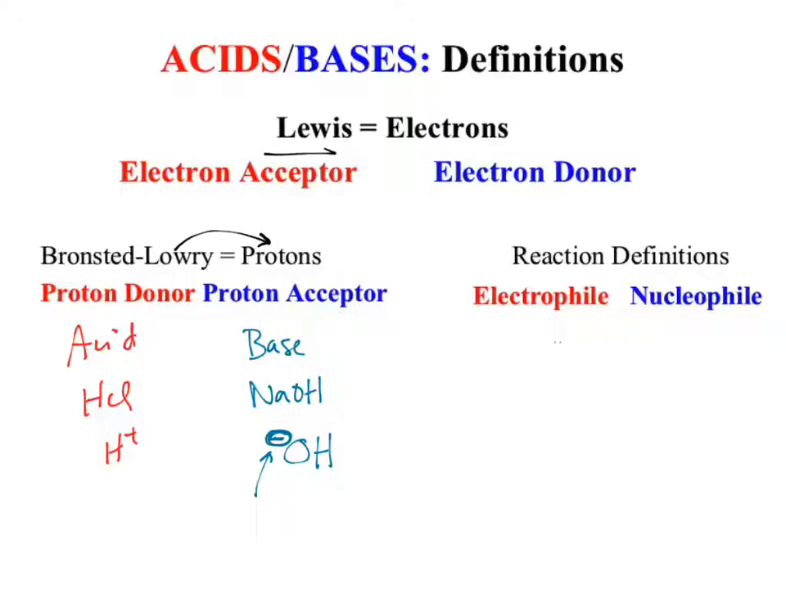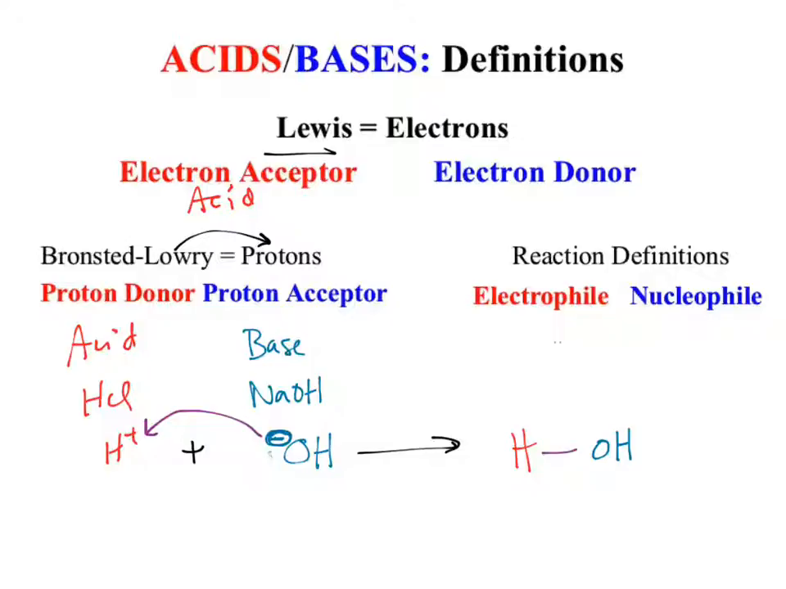So Lewis goes through and changes the frame of reference to say that acids are electron acceptors. And if we know what a classical acid is, as the H+, well, what happens in the course of that reaction? The H bonds to the OH. And so what did our acid do? It accepted electrons from the hydroxide.